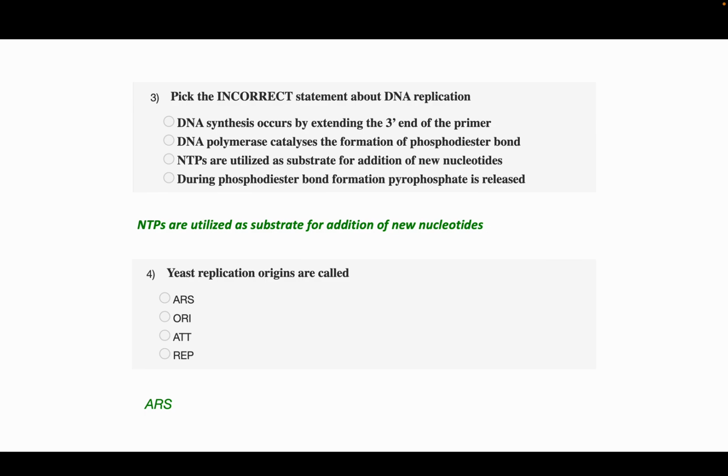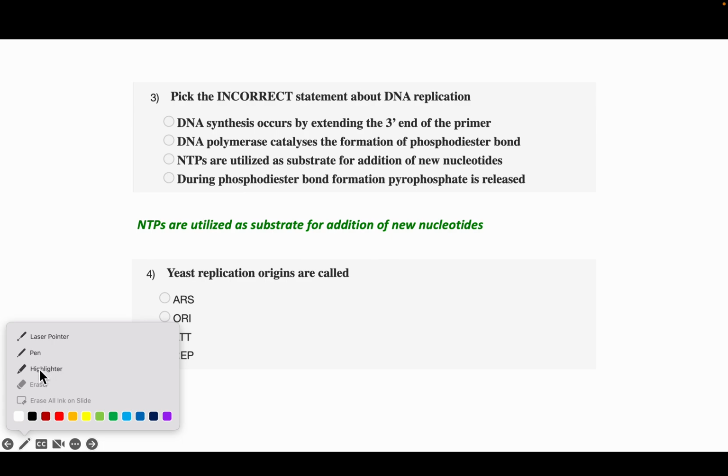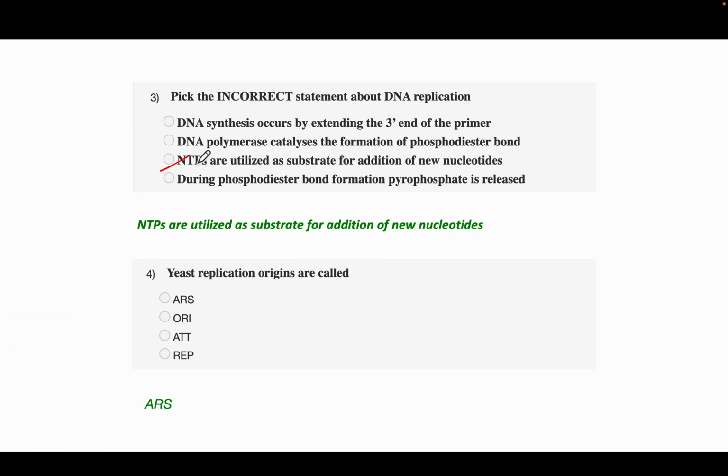Now the third question was, pick the incorrect statement about DNA replication. First option is DNA synthesis occurs by extending the 3' end of the primer. DNA polymerase catalyzes the formation of phosphodiester bond. NTPs are utilized as substrate for addition of new nucleotides. During phosphodiester bond formation, pyrophosphate is released. So you can see that the wrong statement is NTP, because DNA is made up of dNTPs, not NTPs, okay?